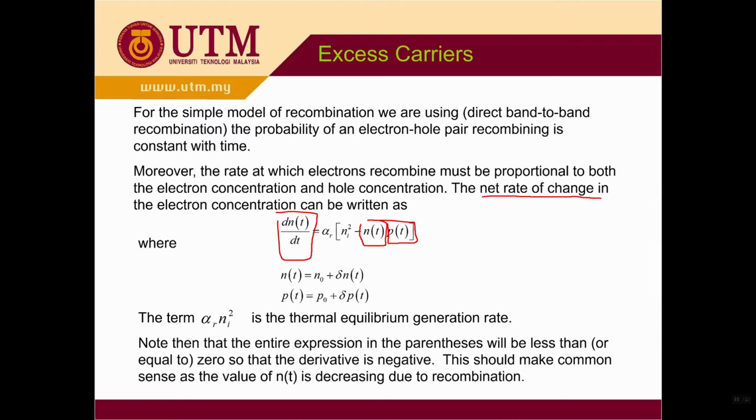If you don't understand it, it's okay. We move on to the next one. The most important thing that you have to know here is that the net rate of change of electron concentration is given by this equation, which is proportional to alpha r. Then in the parentheses, you have n_i squared minus n(t) p(t).